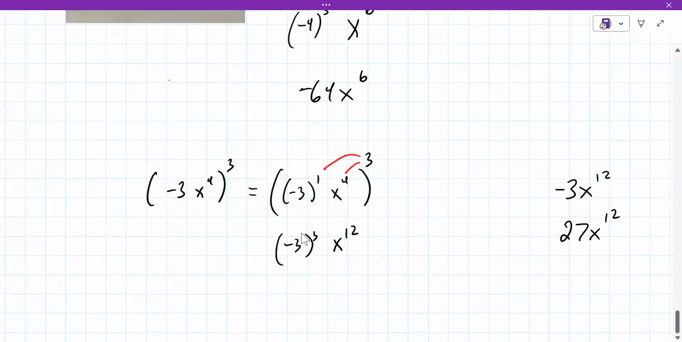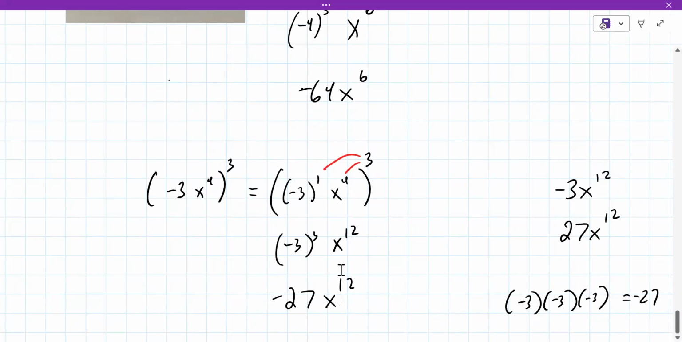-3 times -3 times -3 is -27. And in math, the difference between positive and negative is like in swimming, it would be like backstroke versus freestyle. It's just totally different. Like in math, you could say, well, it's just a negative, but it's huge. It's a huge difference. It's really a big deal.